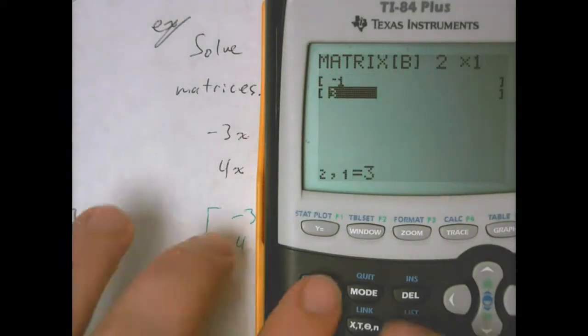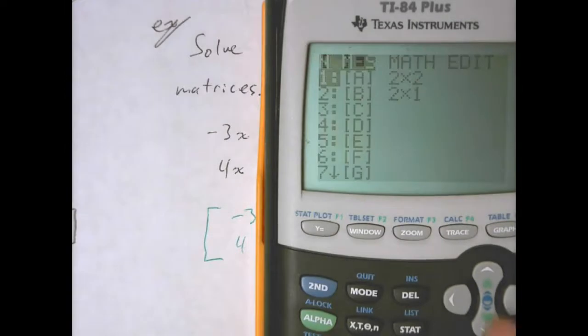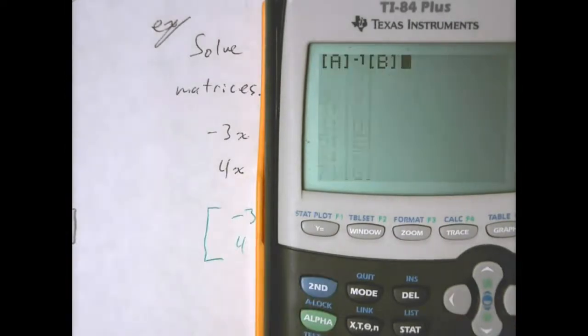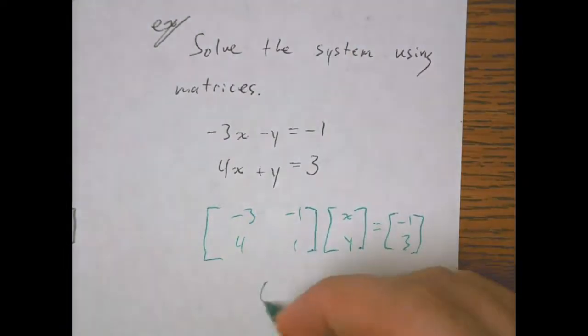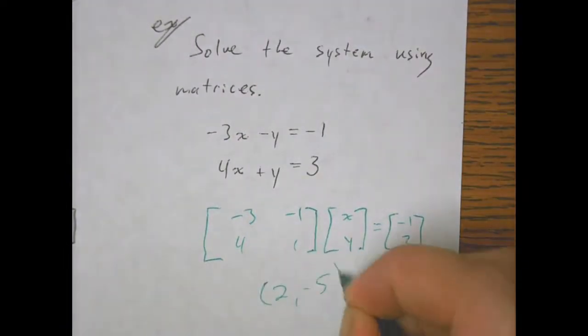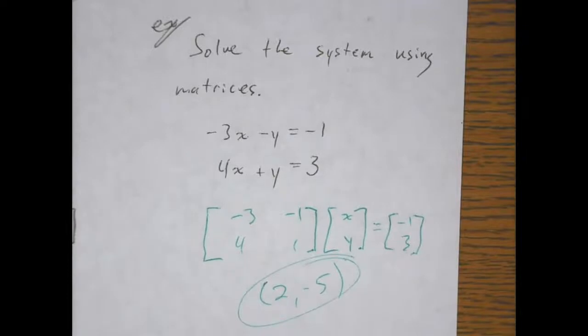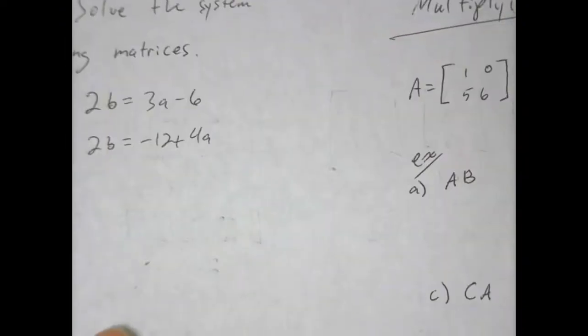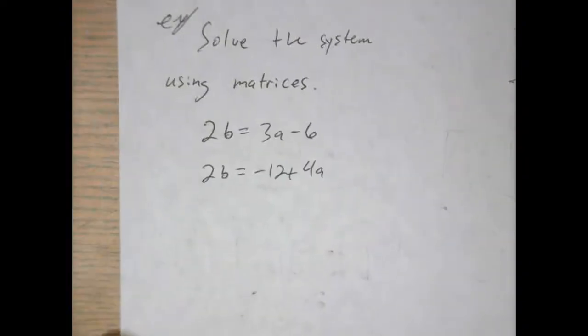We need to do matrix A inverse matrix B. Hey, there's our solution. So we have (2, -5). I will write it as the ordered pair because that's how we write solutions to systems, and we will move on with life. Remember, you guys can pause, rewind, do whatever you need to do to make sure you understand what's going on.